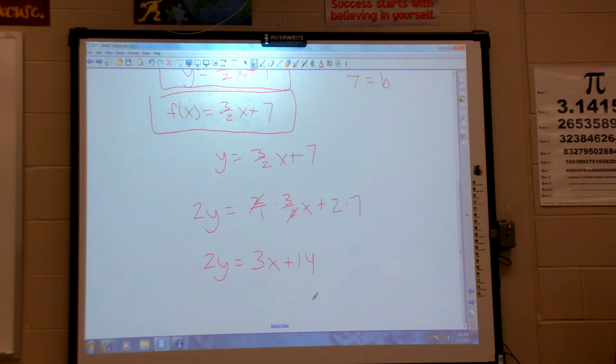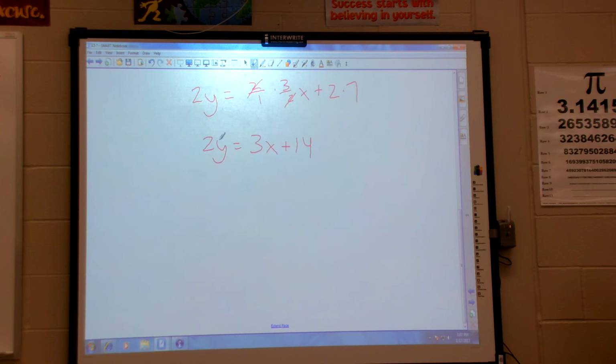But we need x and y's on one side. X has to be positive. So it's good. It's where it should be, correct? Yes. It's already positive. If you take it over, it's going to be negative. Correct. So I actually need to take the 14 over and the y over. So over here I have 2y minus 14, 3x. Now I need to get x over here. So minus 2y. So I'm just basically switching a bunch of sides.